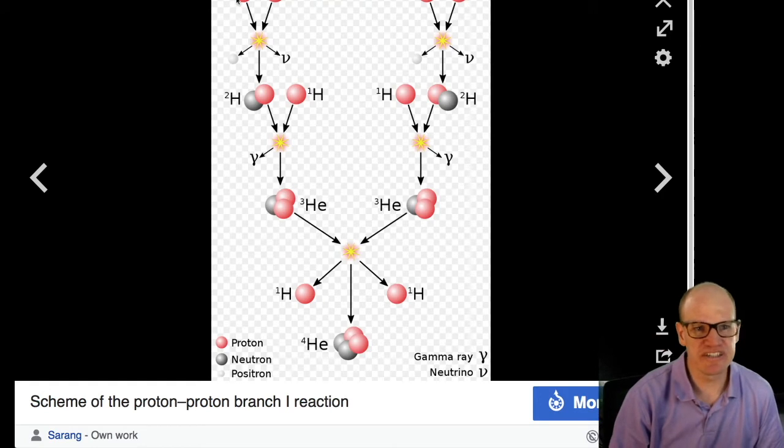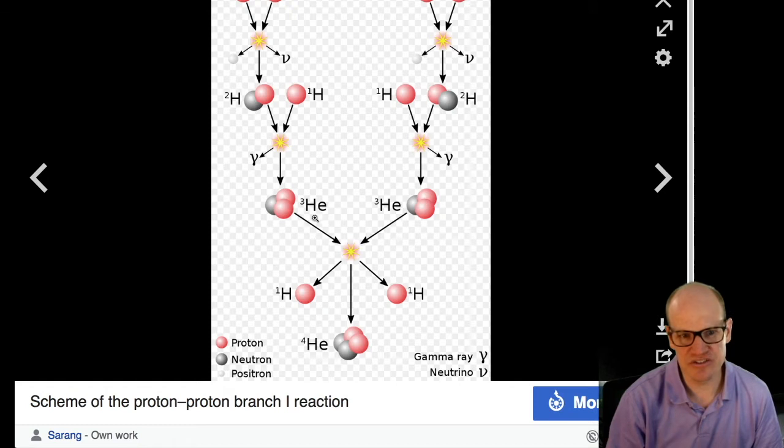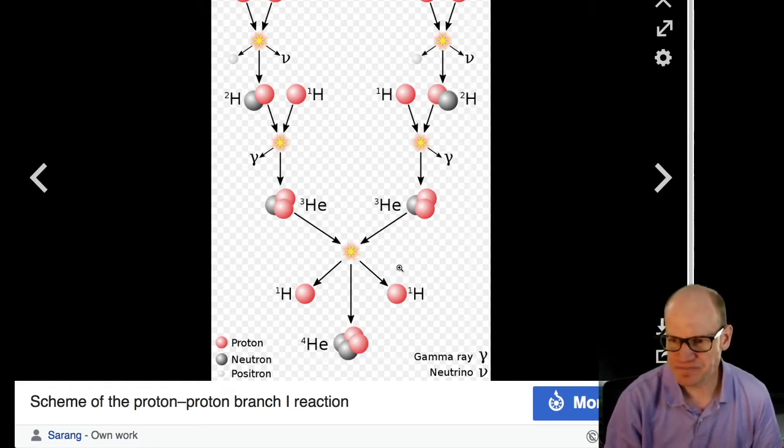Okay, so the basic idea is you take 2 hydrogens and you smash them together, you get a positron and a neutrino. That way it conserves lepton number. And then you take that deuterium and you combine it with another one, you get a gamma and you get a helium-3, and then 2 helium-3s combine together to form this. So this is the basic branch of the proton-proton chain.